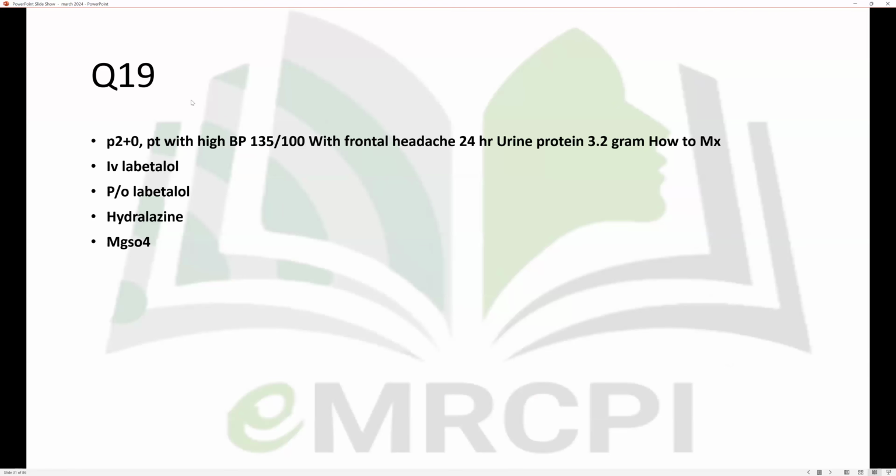So we have only a couple of questions remaining, my friends, of today's discussion. Here is a para 2 with high blood pressure, 135/100, with frontal headache. And the 24 hours urine protein is 3.2. How will you manage this case?